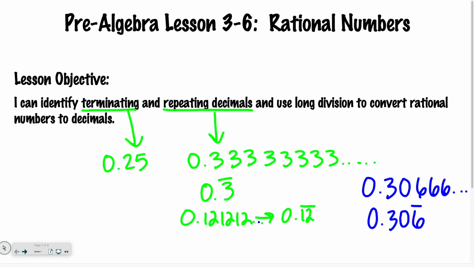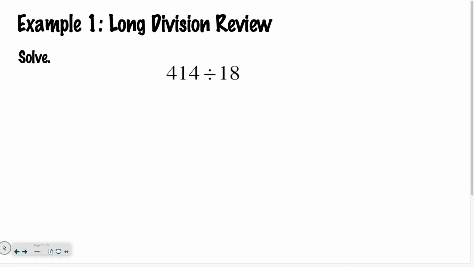Okay? So those are our repeating decimals, and then terminating is when decimals come to an end. So 0.25, 0.3, 0.589, all of those come to an end. Those are terminating decimals. Okay.